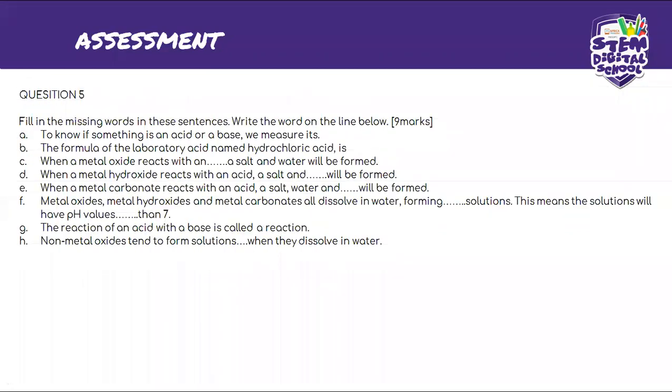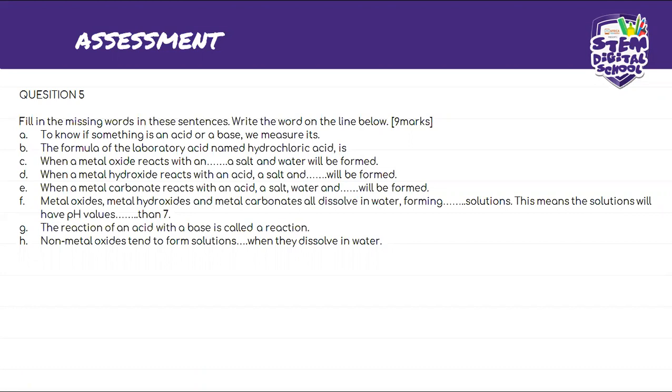Now you have got this question. Question 5 says, fill in the missing words in these sentences. Write the word on the lines. Supposing this was in a normal classroom in which you were going to write, you can equally do so. What I want you to do is write A, your answer, B, your answer, C, your answer, D, your answer, like that. So fill in the missing words in these sentences. Write the word on the line below.